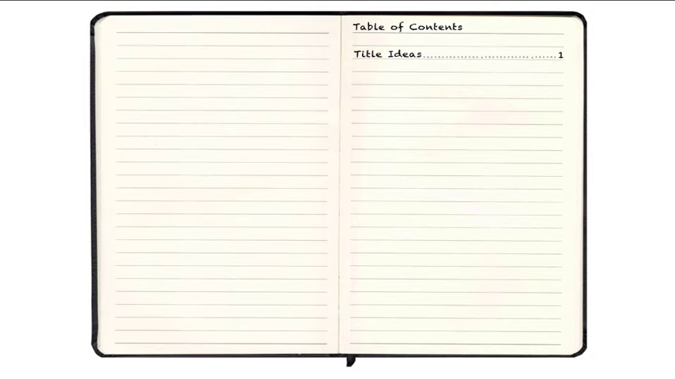So after this, on my table of contents, I'm going to figure out what I'm going to want my next group of ideas to be. So let's say that's chord progression ideas. And after I've left space for title ideas, I can start my chord progression ideas on page 4.